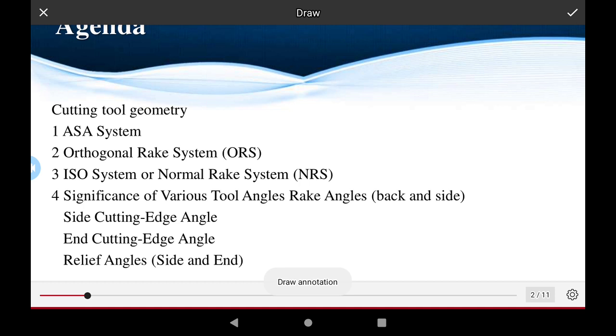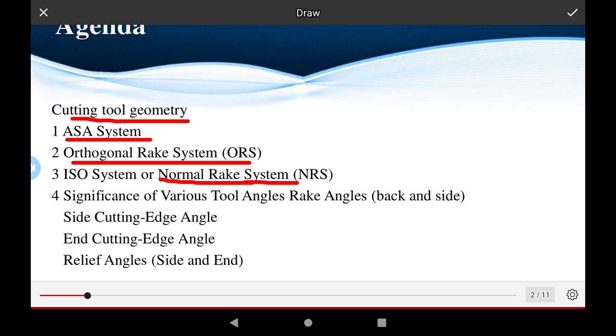video: cutting tools geometry and the ASA system, the orthogonal rake system, the ISO system for the orthogonal rake system, and the normal rake system, NRS. The significance of the various tool angles: rake angles, back rake and side rake, the side cutting edge angle, the end cutting edge angle, and the relief angles, side and end.